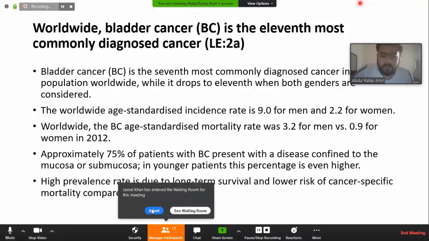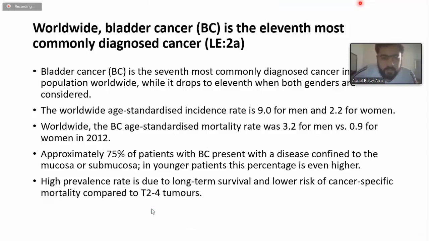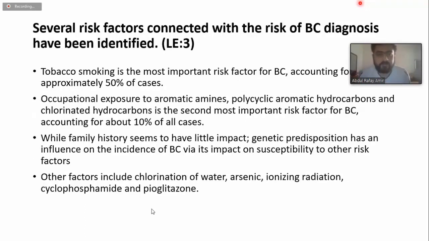However, 75% of the patients with bladder cancer present with disease that is confined to the mucosa or submucosa. In younger patients, this percentage is even higher. The higher prevalence rate is due to long survivability of the patients suffering from these cancers. Several risk factors have been connected with bladder cancer, which include tobacco smoking, which accounts for 50% of the cases, and occupational exposure to aromatic amines, polycyclic aromatic hydrocarbons, and chlorinated hydrocarbons, which account for 10% of the cases. Family history has a little impact. Genetic predisposition has an influence on the incidence of bladder cancer, but its impact depends on susceptibility to other risk factors. Chlorination of water, arsenic, ionizing radiation, cyclophosphamide, and pioglitazone are also linked with bladder cancer.